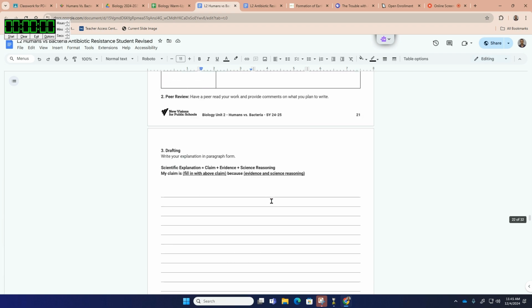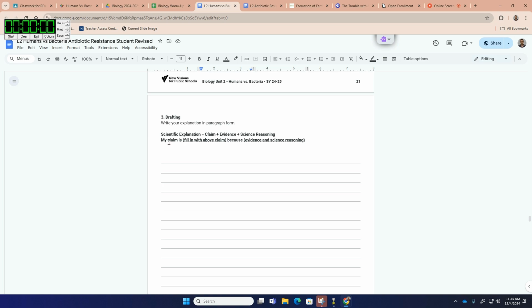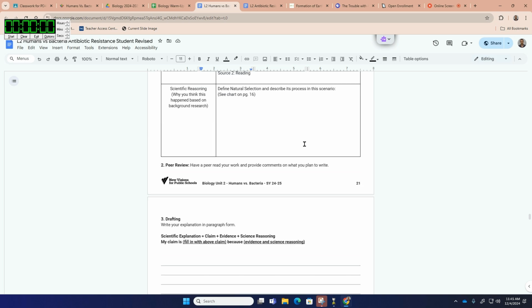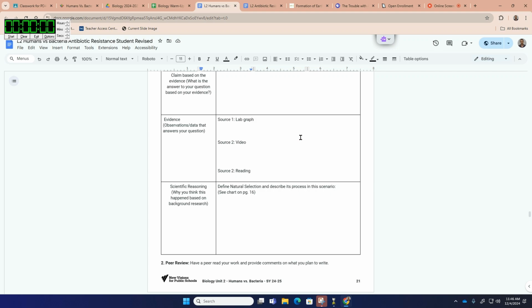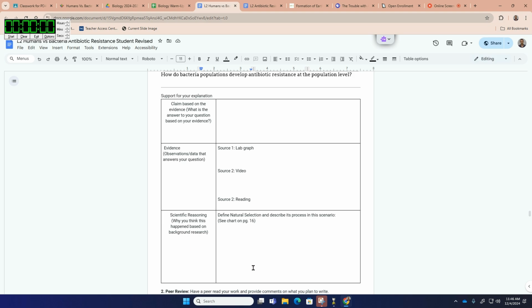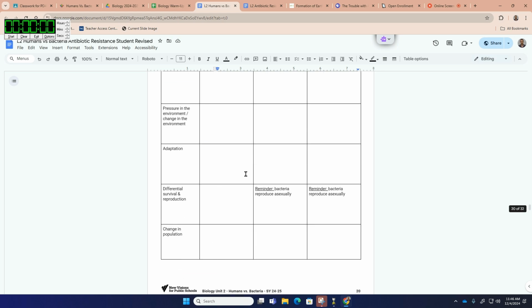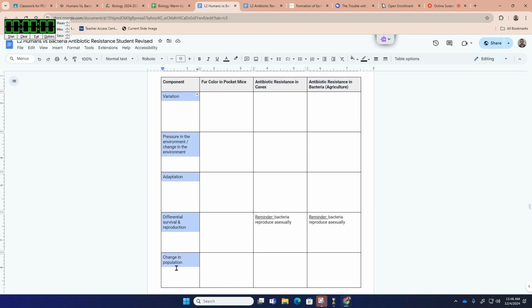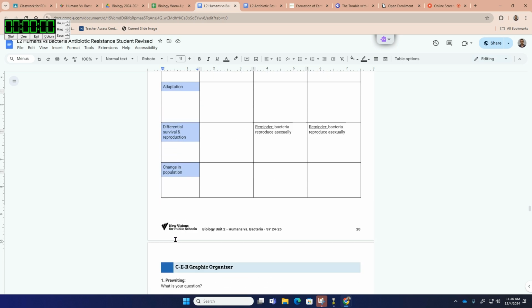So now you're going to be writing a paragraph that sort of summarizes a lot of what we've said. Now you have two options for how you set this up. You can either come up with your own, in which case you would write your claim. I would suggest getting data from our graphs that we did on antibiotic resistance, something from the agriculture video, something from the reading. And then you're defining natural selection and its processes, which is this column here, and talking about that.